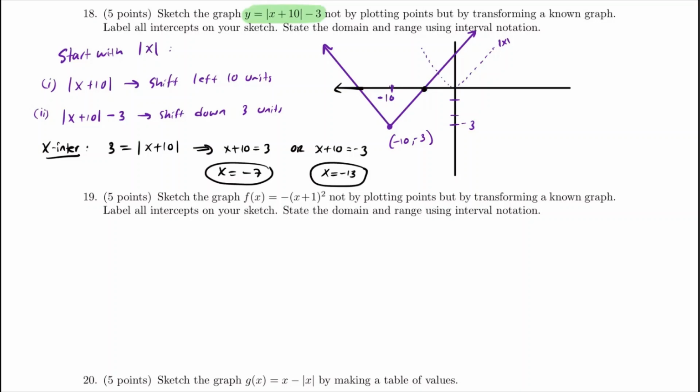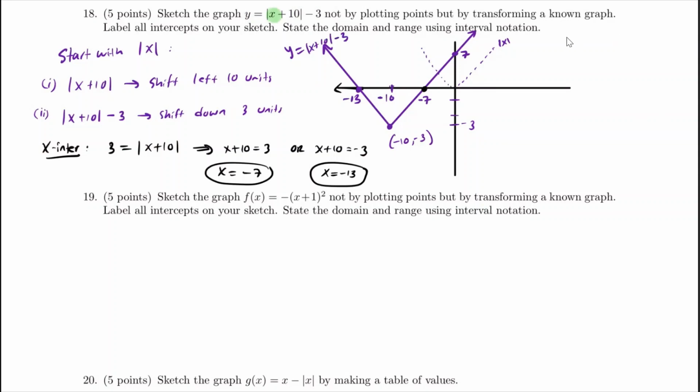So this intercept right here, let's suppose that's negative 7. And this one right here is negative 13. Not up to scale, at least we can see the graph. That is good enough. And now we're going to fill in the y-intercept. So the y-intercept is when x is 0. So that's easy to see. When you set x equals 0 in the original, you'll get 0 plus 10, which is 10, absolute value of 10. That's 10 minus 3, that would be 7. So this point right here, that will be the y-intercept, 7. So that completes our graph. This is our final equation, y equals absolute value of x plus 10 minus 3.